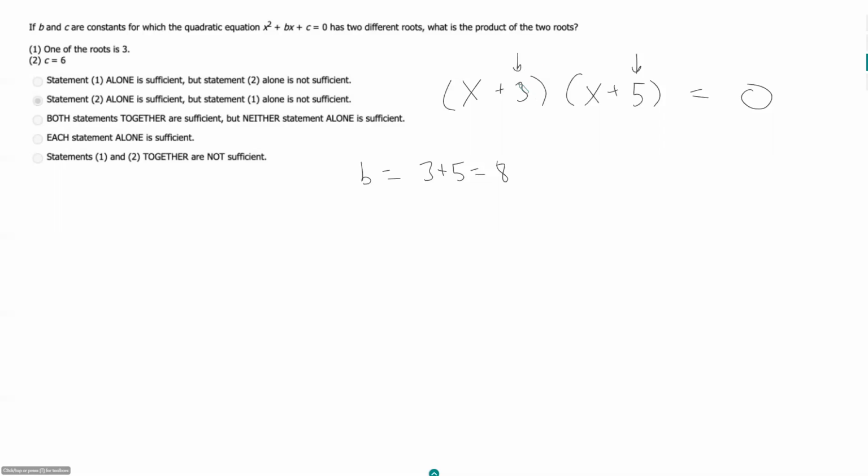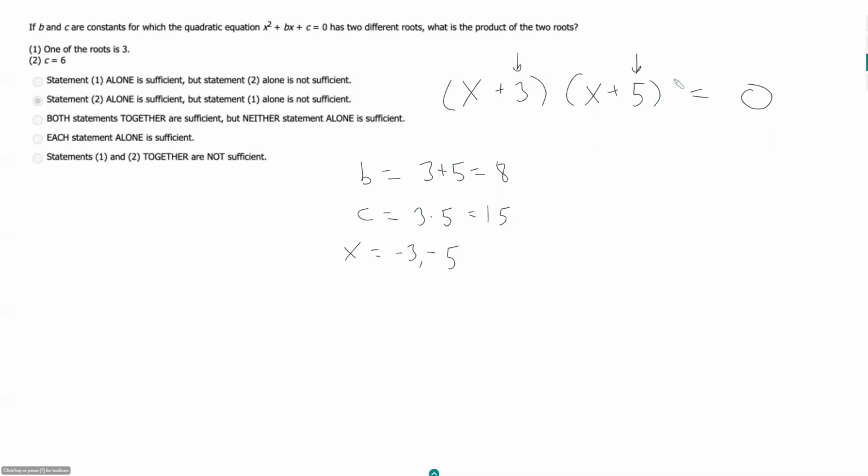And this value here times this value here is going to be equal to c. So c is equal to 3 times 5, which is equal to 15. And then our roots, which are our possible values for x, are -3 and -5.